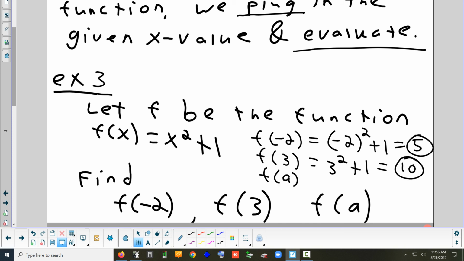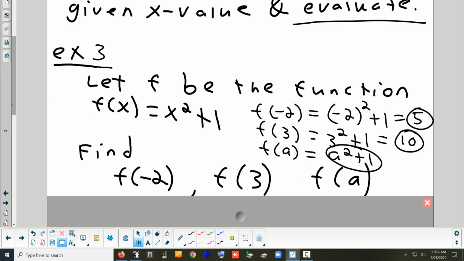What do they want me to fill in this time? A. So what would I get? A squared plus 1. This is an algebraic expression that we can't simplify, so we just leave it as a squared plus 1. So evaluate literally means take a number, plug it into the formula, and simplify it. Questions on that? I made a big deal about those parentheses because if you type this in on the calculator and this, you will get two different answers. Negative 4, 4. So the parentheses are important.